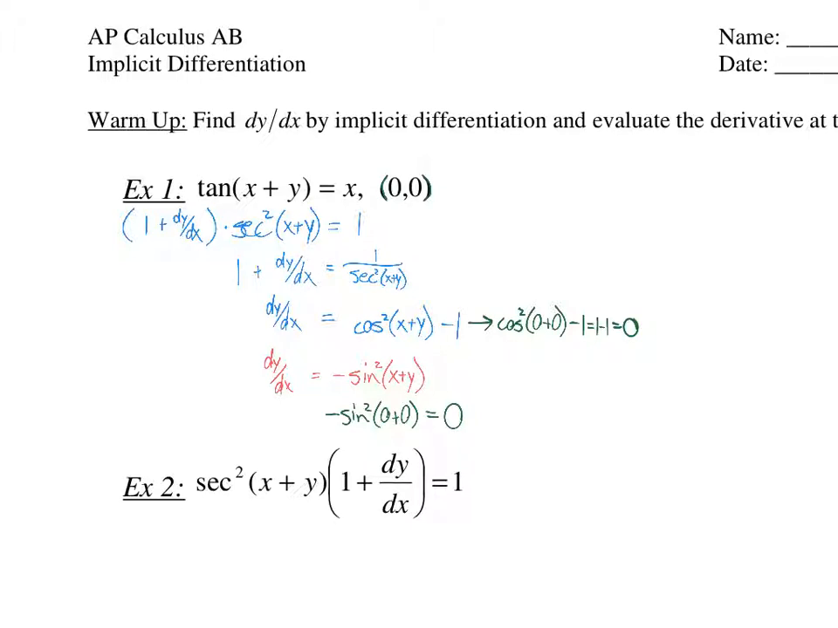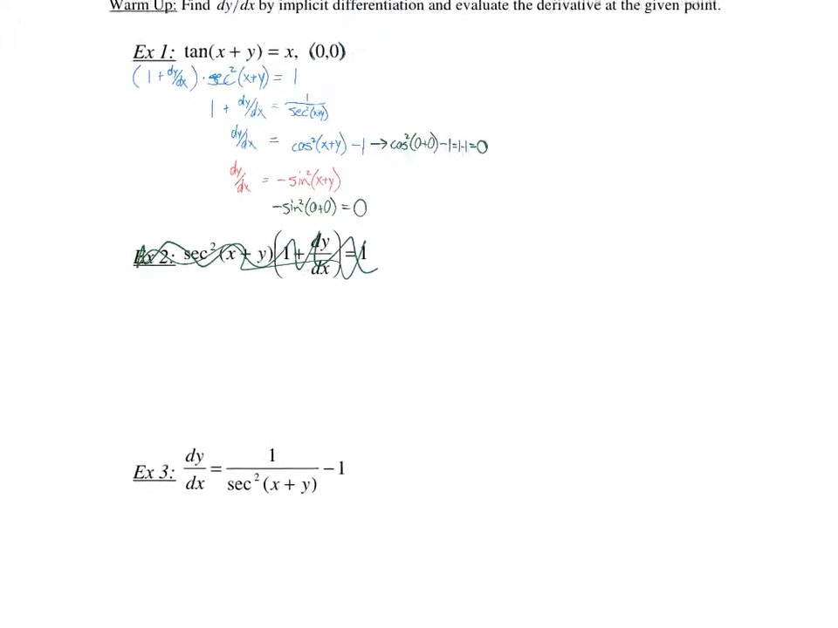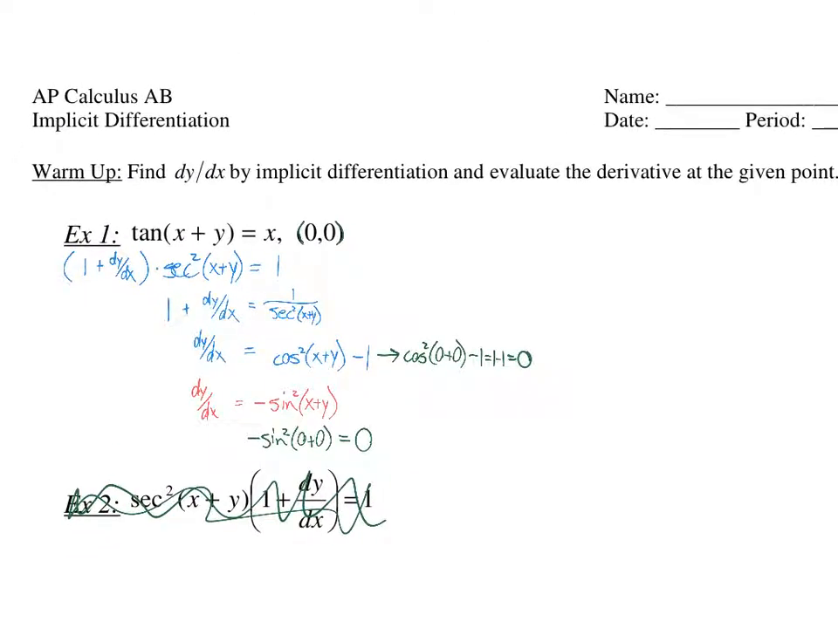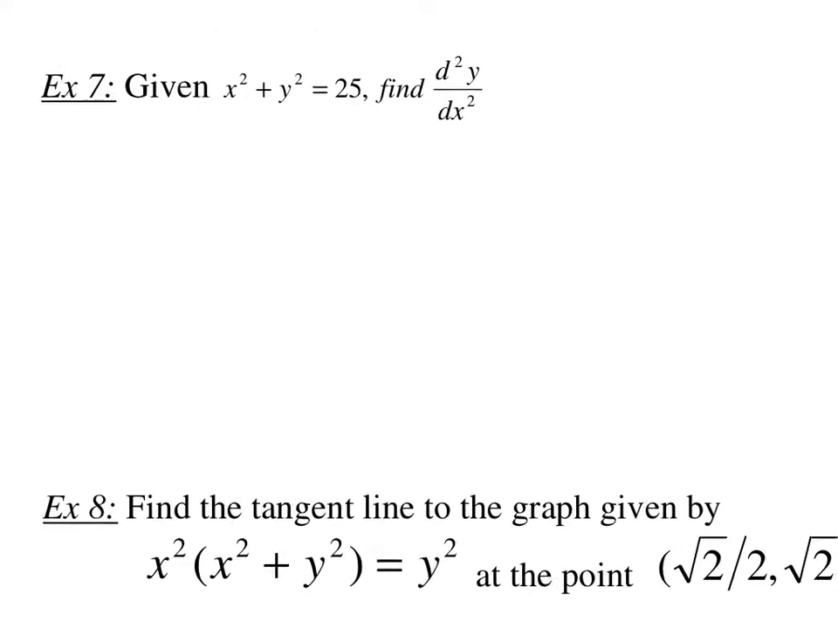Now, by the way, part of the reason why we're skipping some of this is that example 2 is just example 1 after we took the initial first step. So we're going to skip that, and in fact, we're going to skip all the way down to number 7.